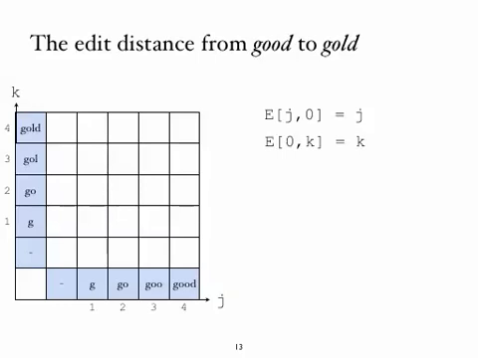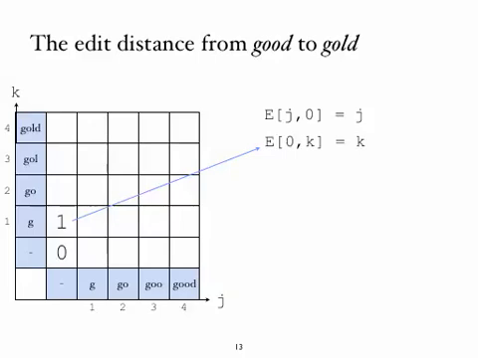Now, each cell in the table can be read as the edit distance to go from its j value to its k value. So, for example, let's look at the first one here. To go from the empty string in the j, along the j-axis, to the empty string on the k-axis takes no effort. We don't need to do anything. Hence, the edit distance is 0, and you can see that value filled in there.